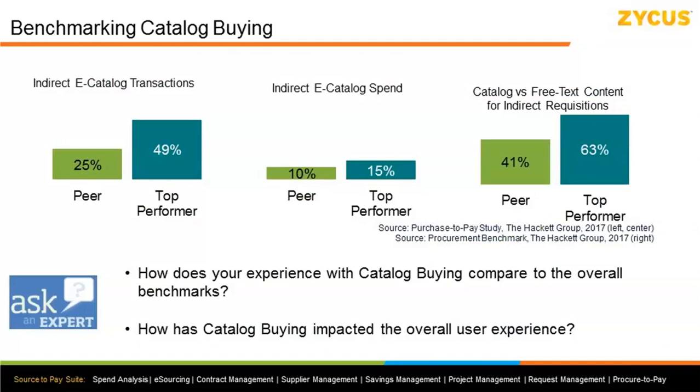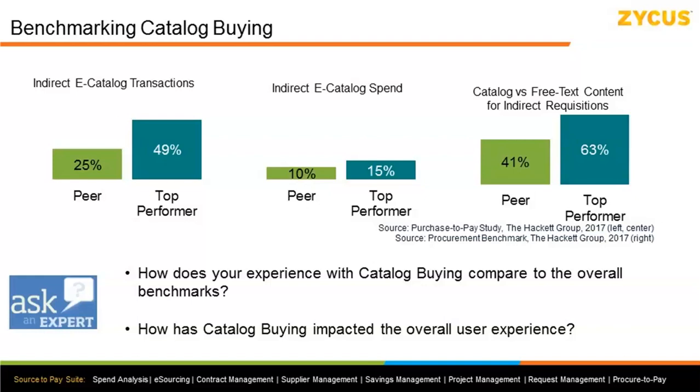Again, a lot of benchmark data. It's interesting to me that even top performers are getting a fairly small percentage of total indirect spend, just 15%, through catalogs. So we're talking about things like office supplies or IT and maybe some MRO, a relatively low percentage of the total spend, where much more of the spend might be services, for example, but pretty high percentages in terms of the efficiencies that could be gained. So 49% of orders for top performers are catalog-based transactions, and an even higher percentage, 63%, if you look at the line items. That's really what's measured here when you compare catalog versus free text. That's the number of line items, 63% in that case.